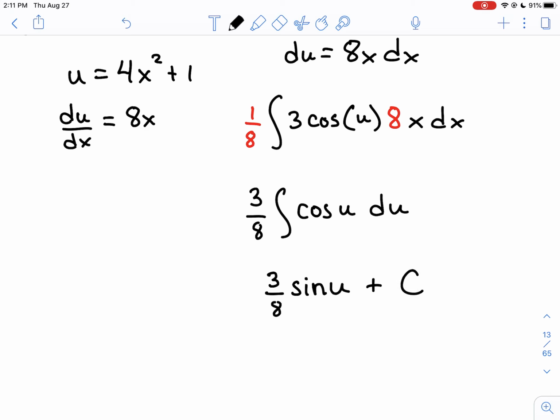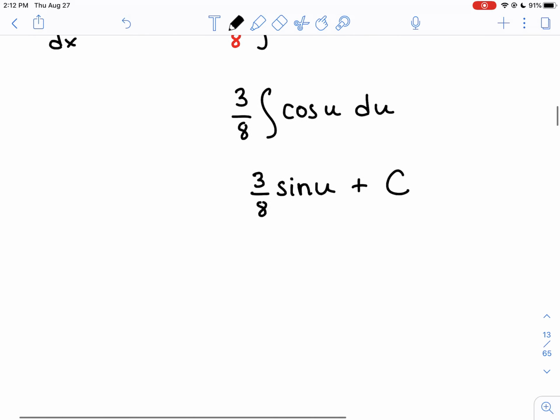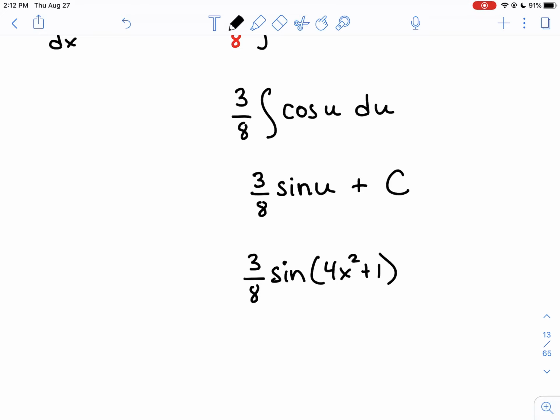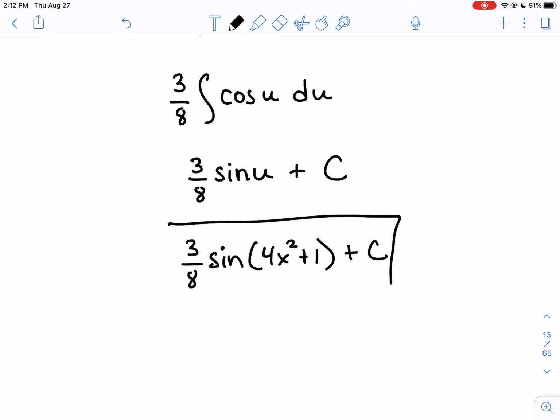And then we need the plus c. As soon as you do an actual antiderivative, don't forget the plus c, should enter your work. And then we do one final step, it's called the back substitution, where we change the u back into terms of x, which was 4x squared plus 1. And we arrive at an answer.